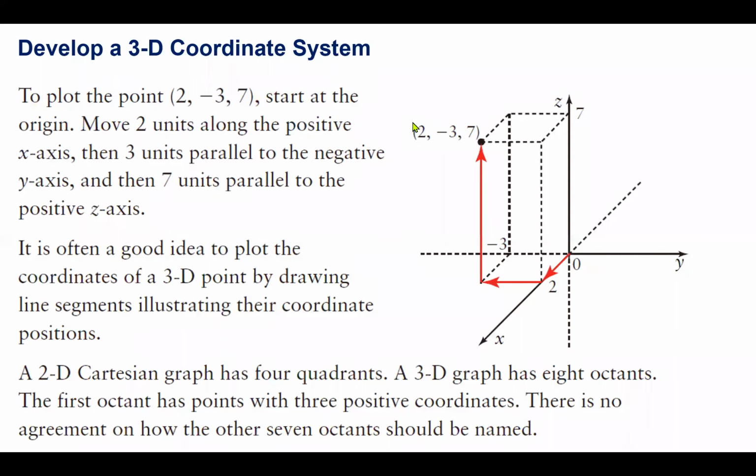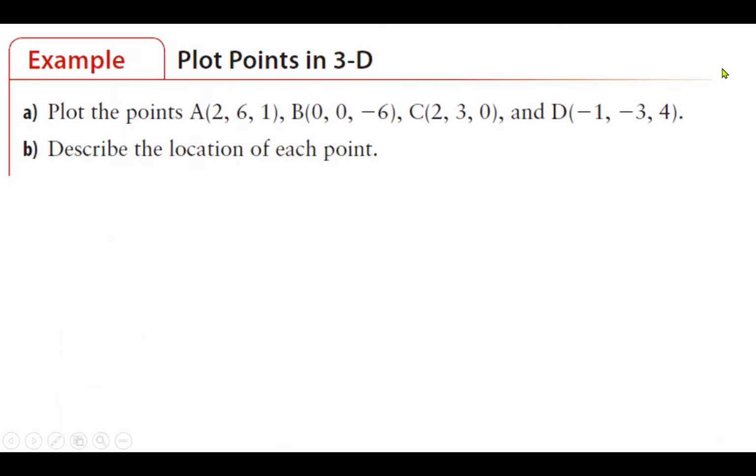All right, if no questions, let's have a look at a practice. Can you plot the points A, B, C, and D here, whose coordinates are given to you? Also, describe the location of each point. Okay, I'll give you 4 minutes to have a look at this example question. Try to do this by yourself, and then we'll have a look at the solution together, okay?